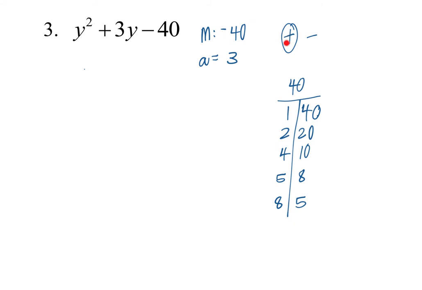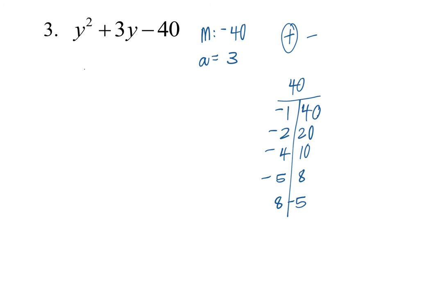And look back up here. I said I always circle the sign that will be with the largest number. So if the largest number is going to be positive, that means the smaller number will be negative. So let me go through and make these smaller numbers negative. And let's see if anything fits the criteria.